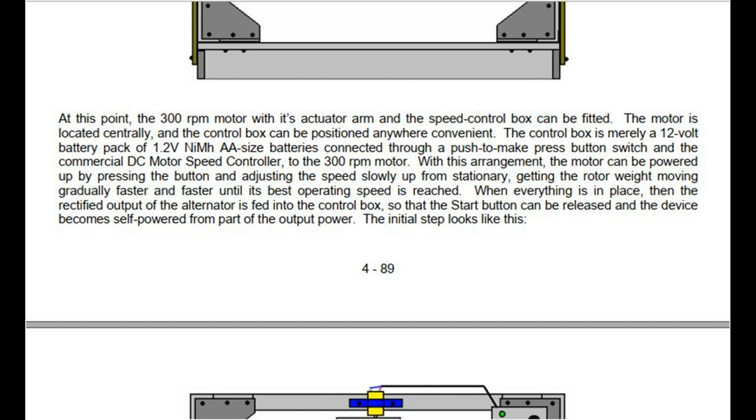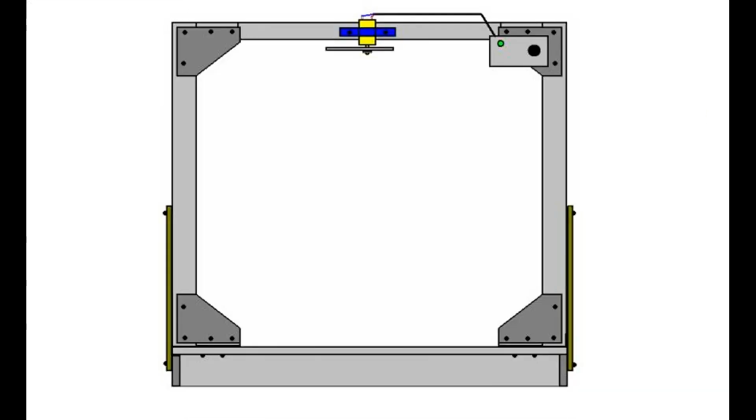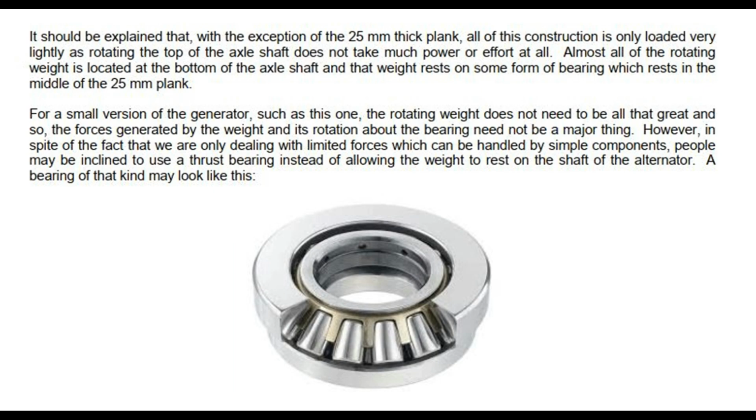When everything is in place, then the rectified output of the alternator is fed into the control box, so that the start button can be released and the device becomes self-powered from part of the output power. The initial step looks like this. It should be explained that, with the exception of the 25 mm thick plank, all of this construction is only loaded very lightly, as rotating the top of the axle shaft does not take much power or effort at all.